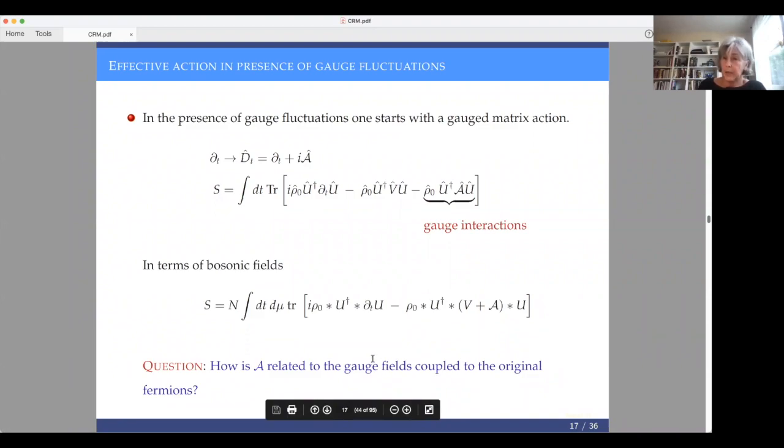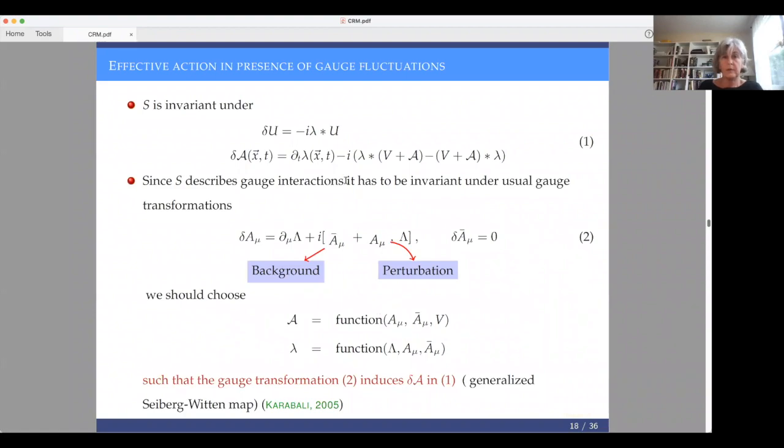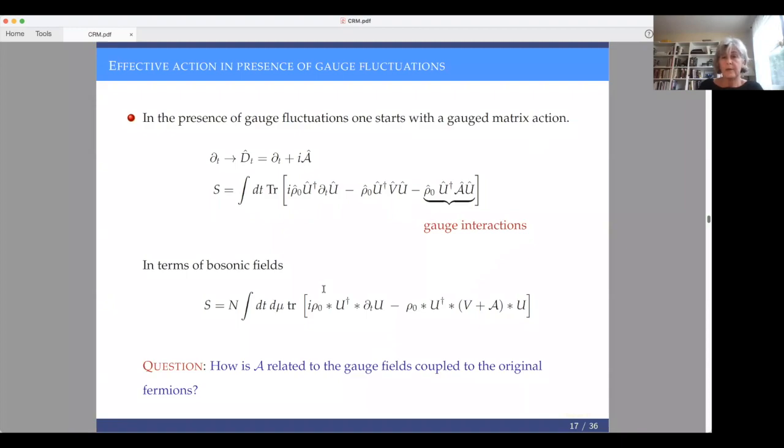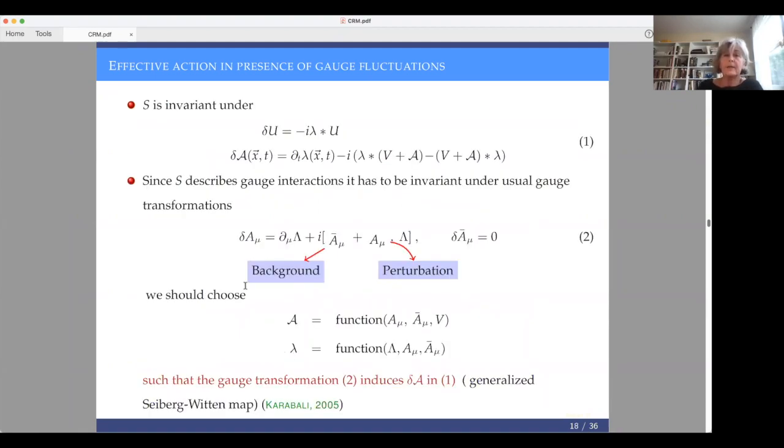Okay, so the way we answer that is the following. This action is invariant under the following transformations. But on the other hand, we want to think of this as the action that gives the dynamics of the fermions with the gauge fields. So this has to be gauge invariant. So this action has to be gauge invariant under the usual gauge transformations, where the A hat here indicates the background magnetic field, and the unhatted one are the fluctuations around it.